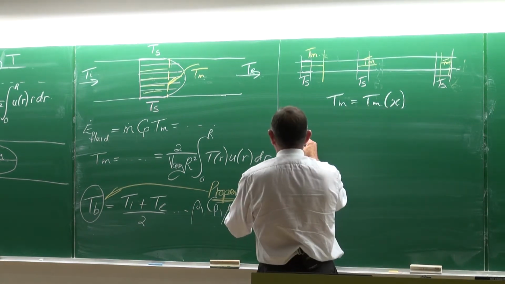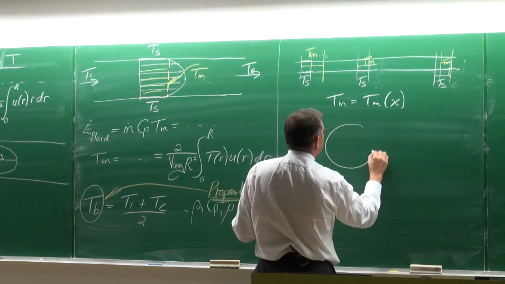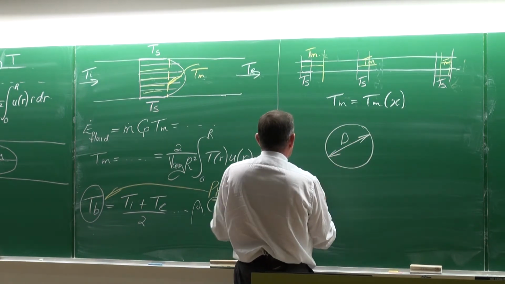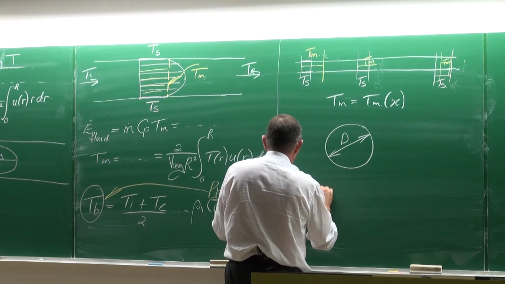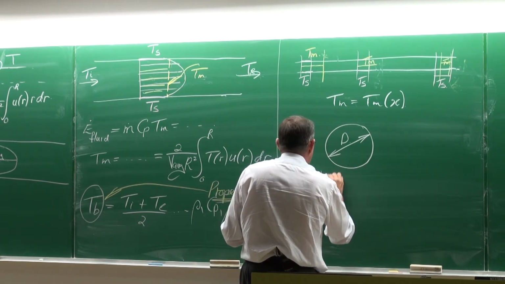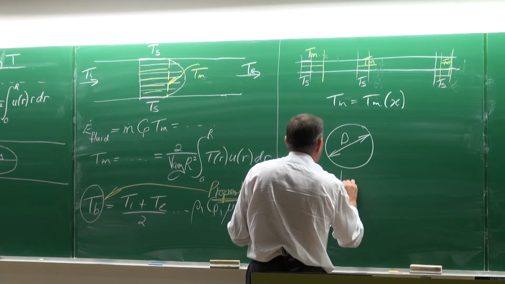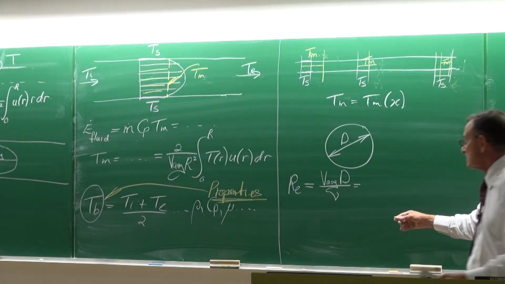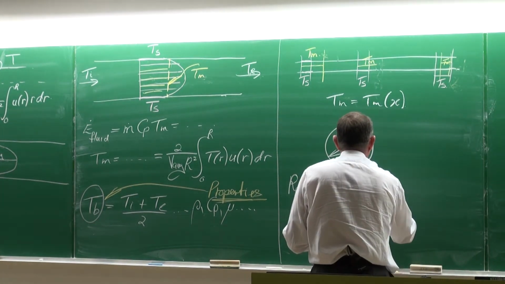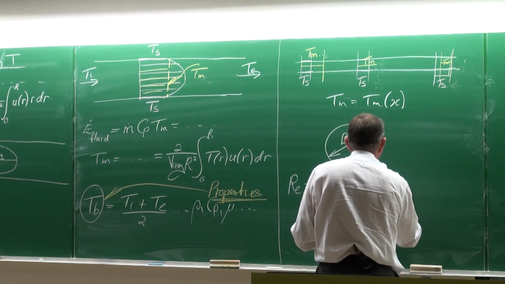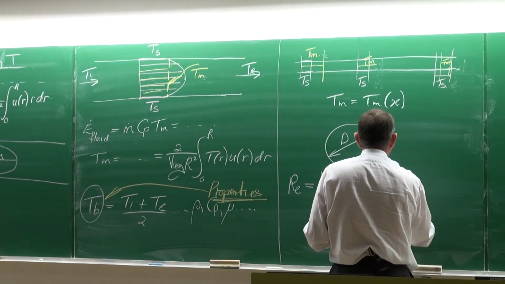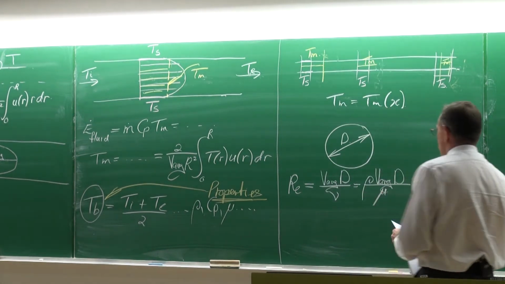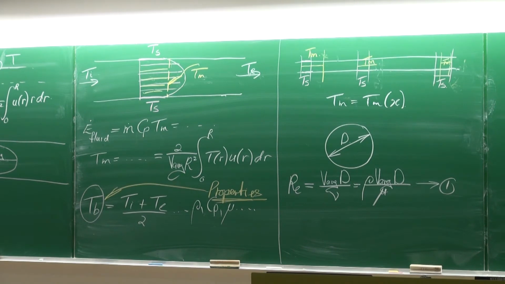Let's look at the Reynolds number, and specifically for a circular tube. We would like to determine the Reynolds number. It is equal to the average velocity multiplied by the diameter divided by the kinematic viscosity. You can write it in this format, or you can write it as rho multiplied by the average velocity multiplied by the diameter divided by the viscosity. Let's call that equation 1. I'm going to use it just now.